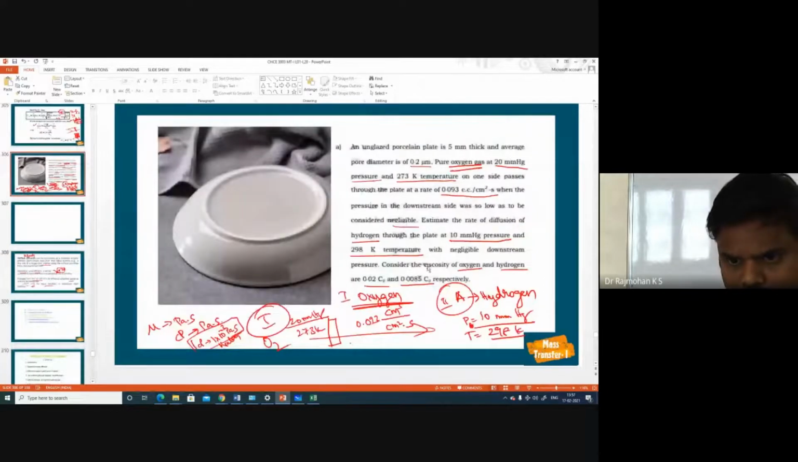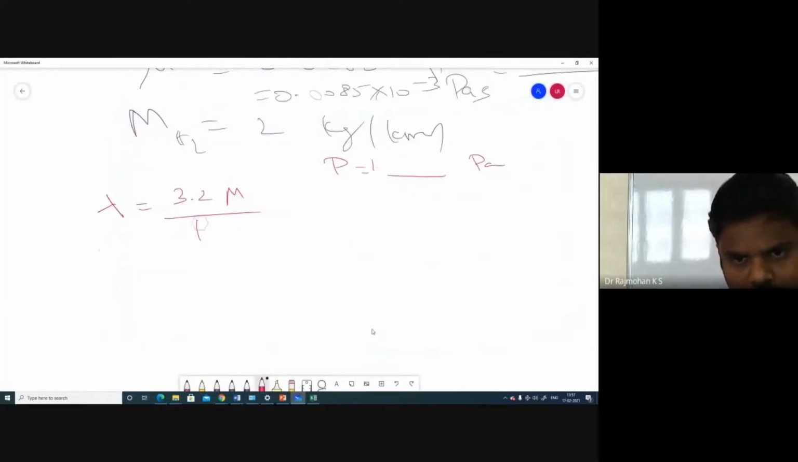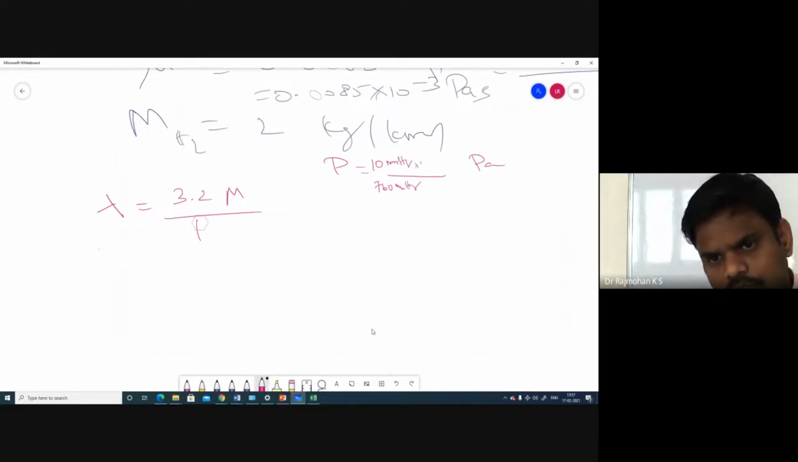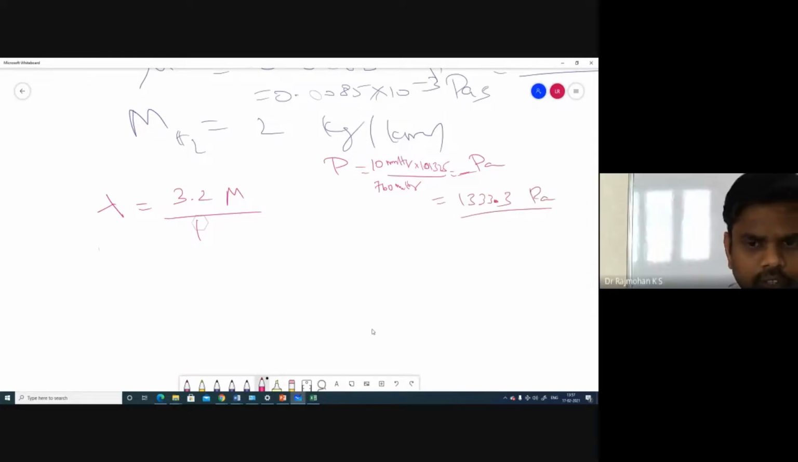So it is given 10 mm of mercury pressure, so that also we have to convert. Around 133.333 Pa you will get, right? Okay, so this is our P. Then the formula is the square root of RT by 2 pi Gc into M. Gc I can skip. In SI unit it is 1.